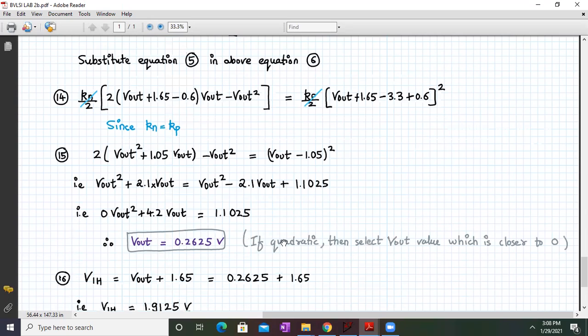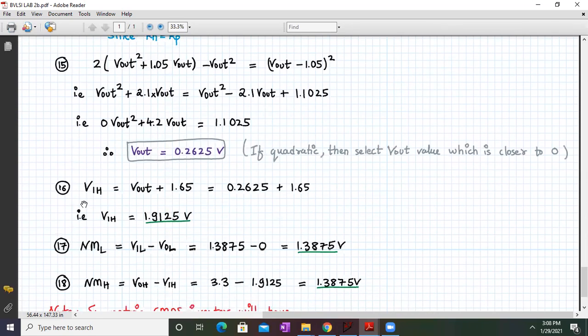Again, you will get a quadratic. In this case, I'm not getting the quadratic because Kn is equal to Kp. In your case, definitely you will get a quadratic. So now for VIH, you have to consider the positive value of V out which is closer to zero. So kindly take care of it.